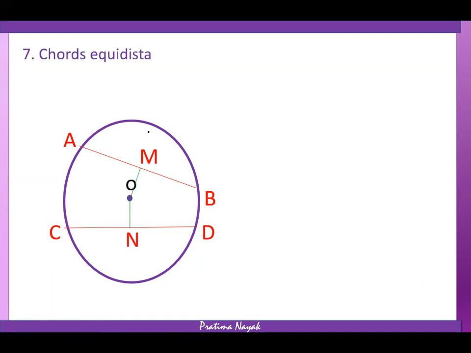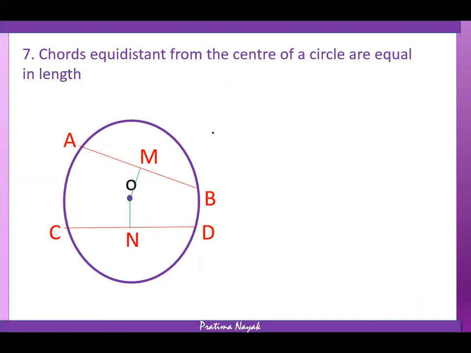7. Chords equidistant from the center, just the opposite of it, are equal in length. If OM is equal to ON, then certainly AB is equal to CD. And please remember, OM means this is the perpendicular distance.